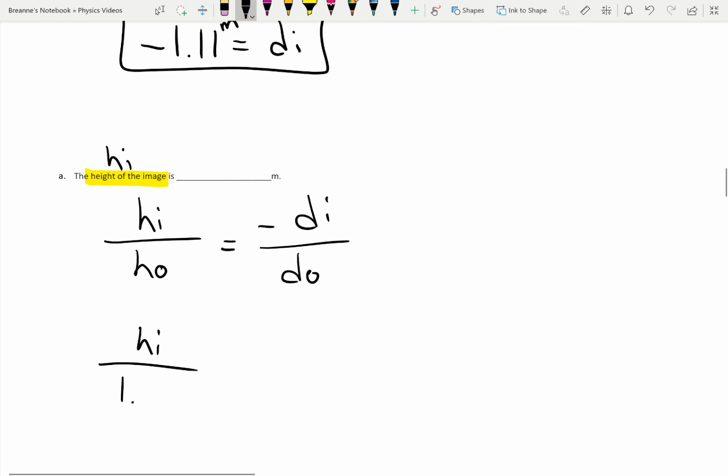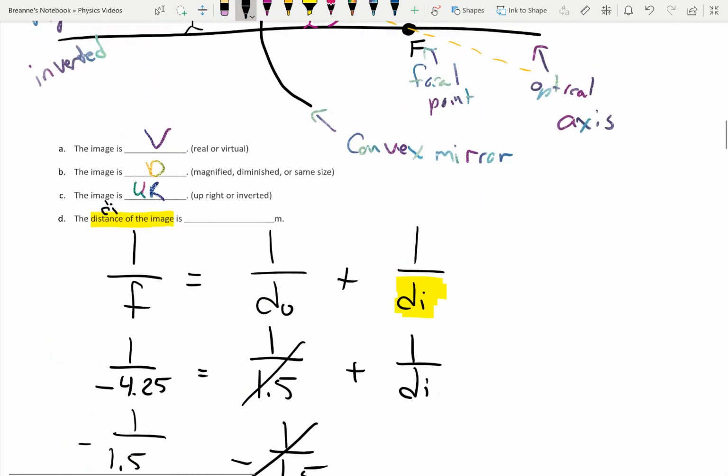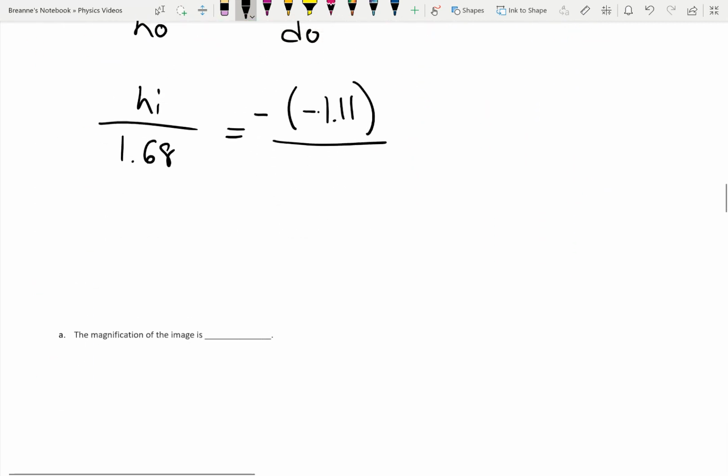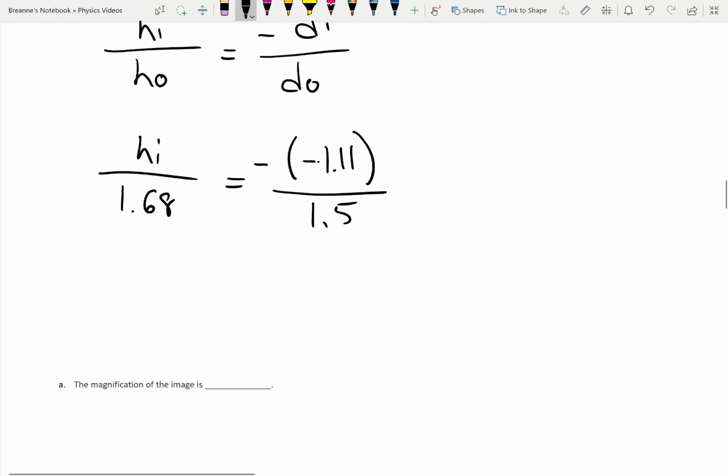Our ho is 1.68 equals, that negative is part of the formula. That's got to stay there. So you're going to get a negative times a negative 1.11 divided by your do, which is 1.5. We need hi by itself. It's being divided. The opposite of divide is multiply. And what you do to one side, you gotta do to the other. So that cancels out, and so you get hi equals.